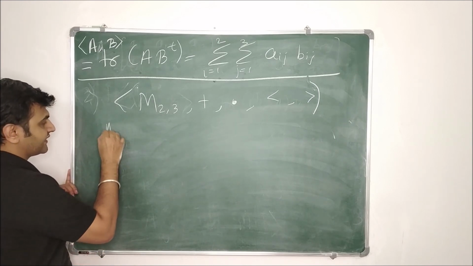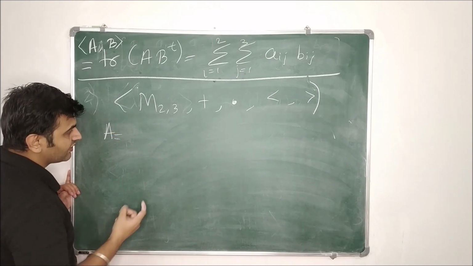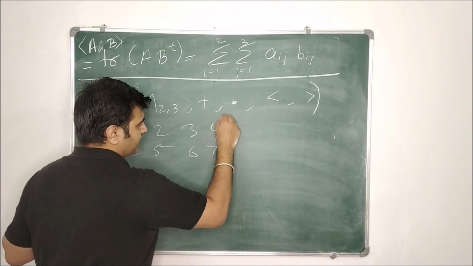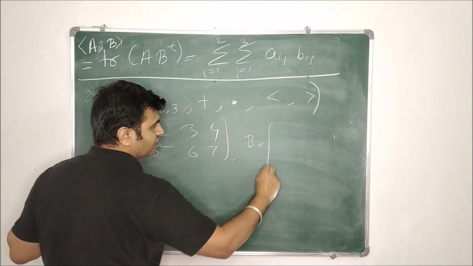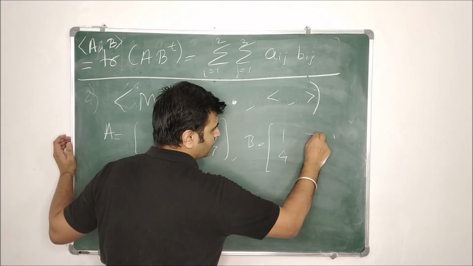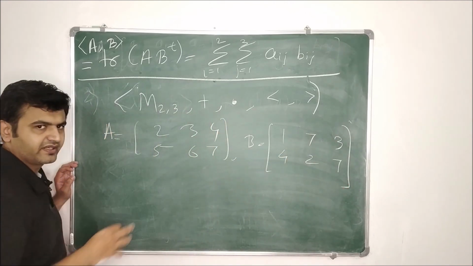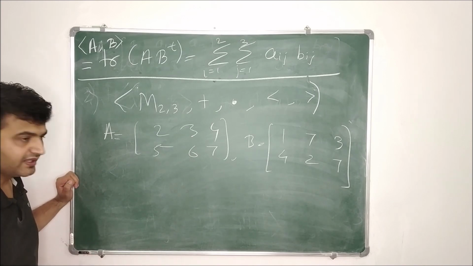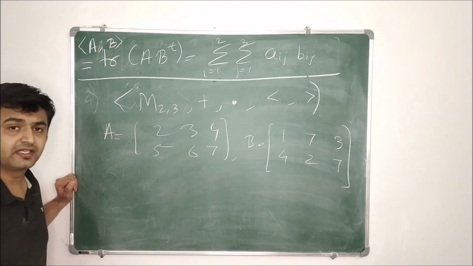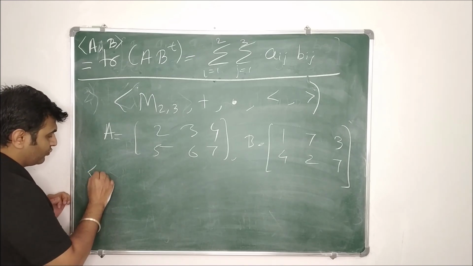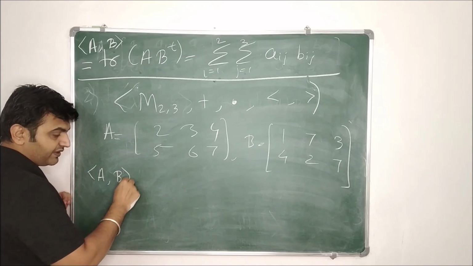We had two matrices, right? I don't remember. I think A was 2, 3, 4, 5, 6, 7, and I think B was 1, 4, 7, 7, 3, 2. I think this was the matrix. Anyways, even if this is not the matrix, suppose you have two matrices A and B and you want to find the angle between A and B. Okay, so what you do, you first find the inner product of AB.